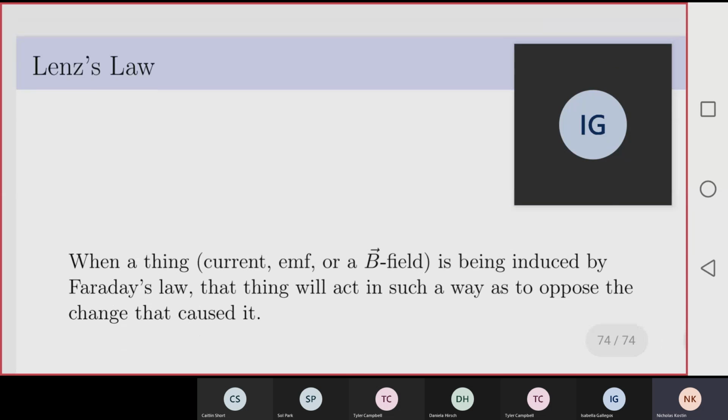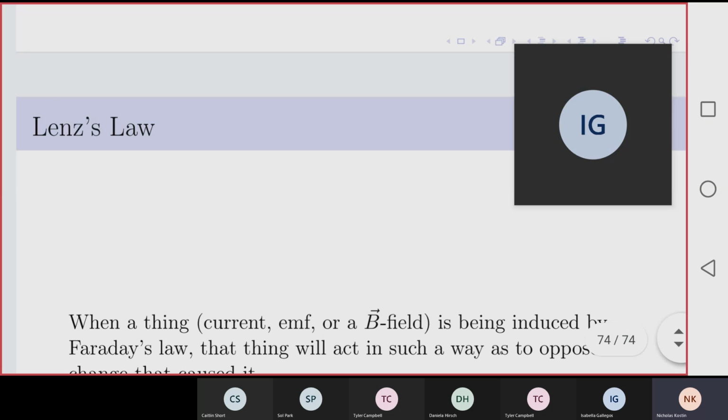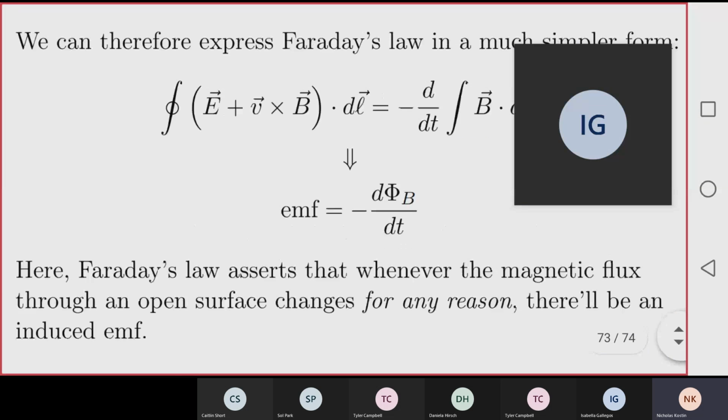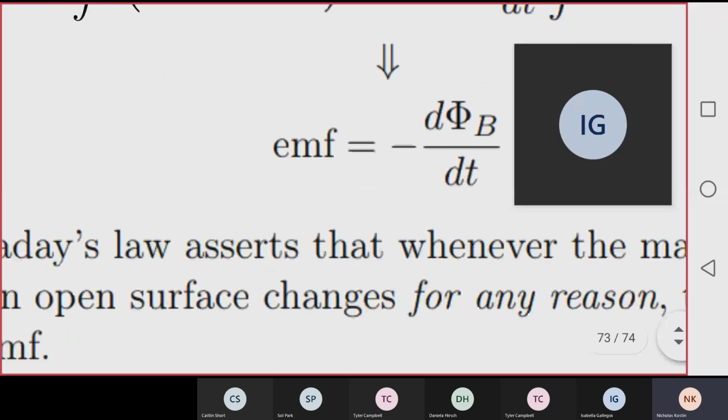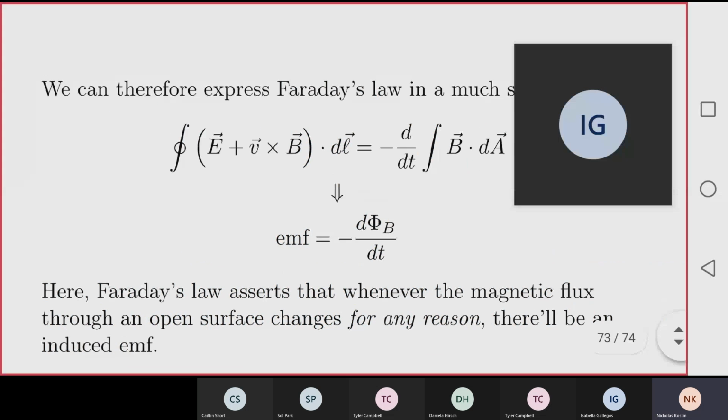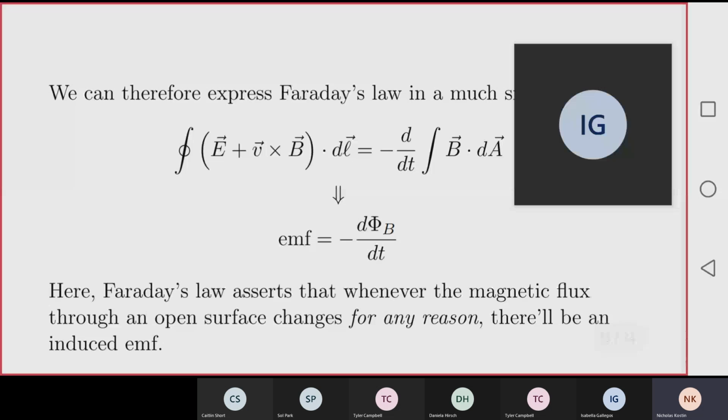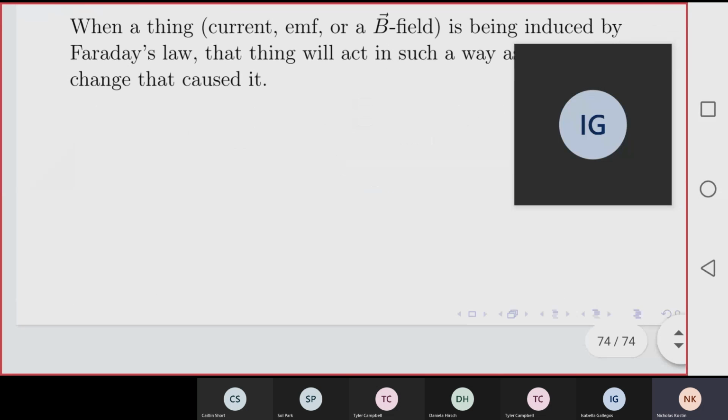And Lenz's law tells us that when a thing, a current, an EMF, or a B field is being induced by Faraday's law, what's being induced will act in such a way to oppose the change that caused it. So that is explaining the negative sign in Faraday's law. That sort of just tells us maybe if I have a B field that's increasing out of the page, then the induced current will set up its own B field that's pointing in the opposite direction. And I think that's it for block 3.